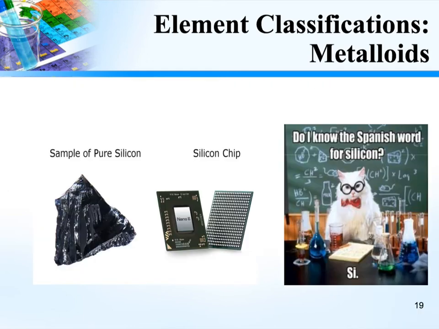Here are some pictures of silicon, which is an example of a metalloid, showing you what it looks like in its raw or pure form, and then how it looks when we apply it to technology. So a silicon chip for a computer.